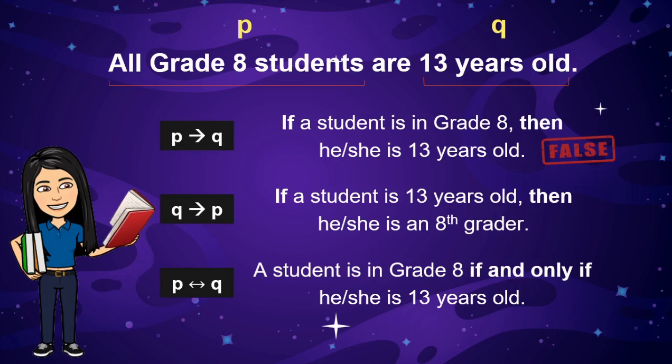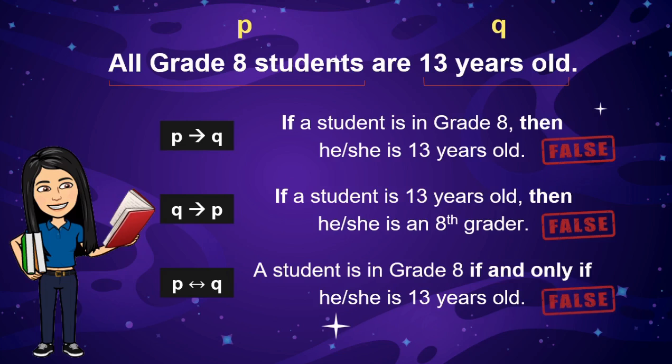Yung second statement, false pa din siya. Kasi naman, you could be 13 years old, pero pwedeng grade 7 ka pa lang, o pwedeng grade 9, and pwedeng grade 10. Ayan. So, kung false ang ating conditional statement at false yung ating converse statement, dapat wala tayong biconditional statement. But then again, yun nga, pinapasulat lang naman, no? So, ang task lang natin is isulat siya in the following forms: yung P implies Q, Q implies P, and then the biconditional statement.